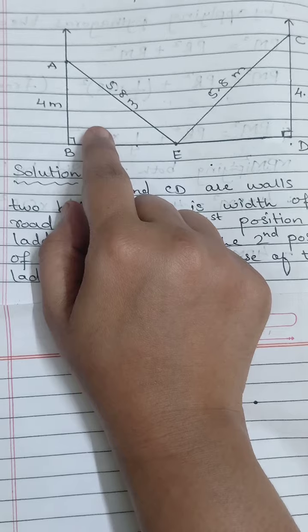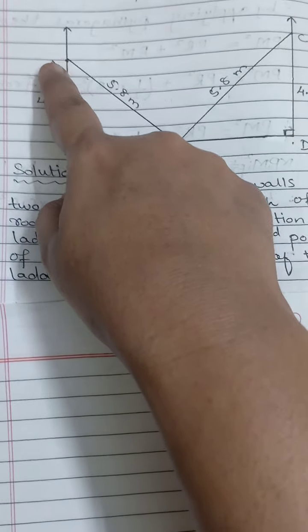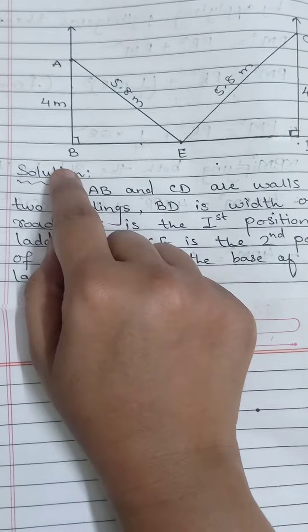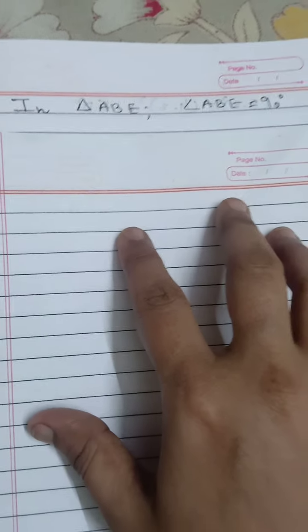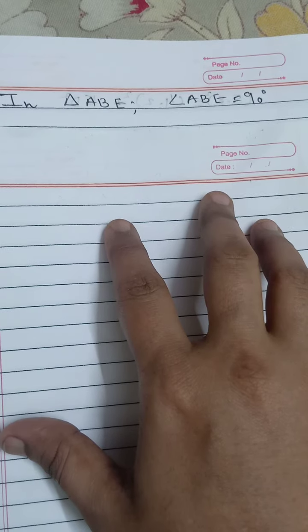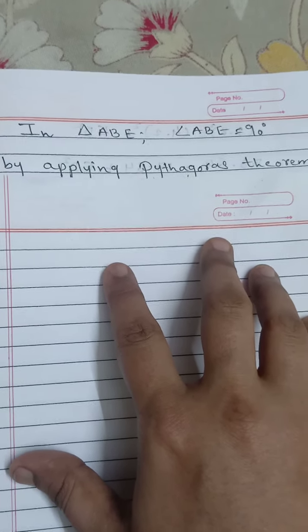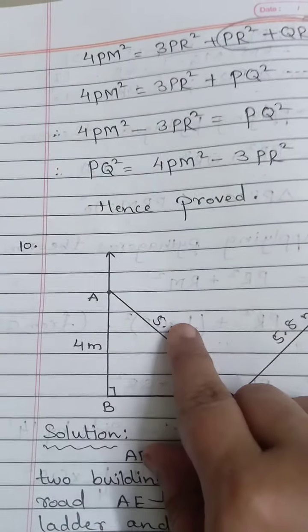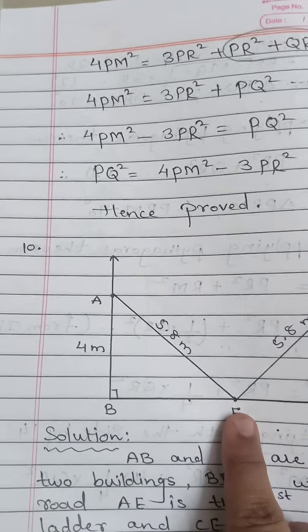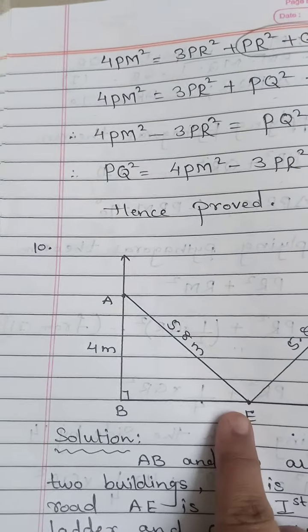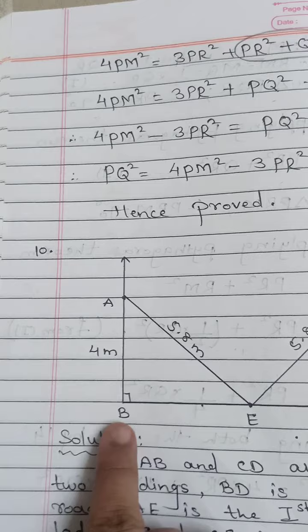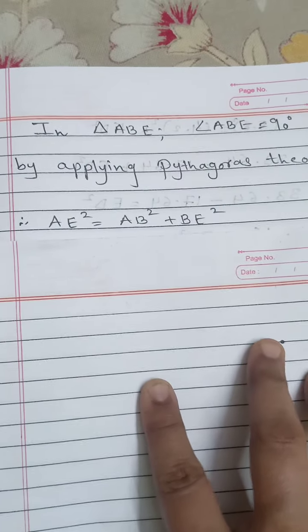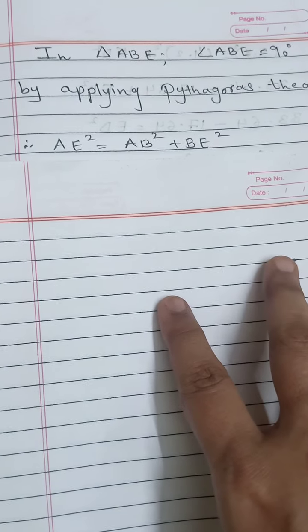First of all, I will take this triangle. We have to write in triangle ABE, angle B is 90 degrees, so we can apply the Pythagoras theorem. So see here, I have written in triangle ABE, angle B is 90 degrees. Therefore, by applying Pythagoras theorem, the side opposite the 90 degrees, AE, is the hypotenuse. So AE square will be equal to AB square plus BE square.